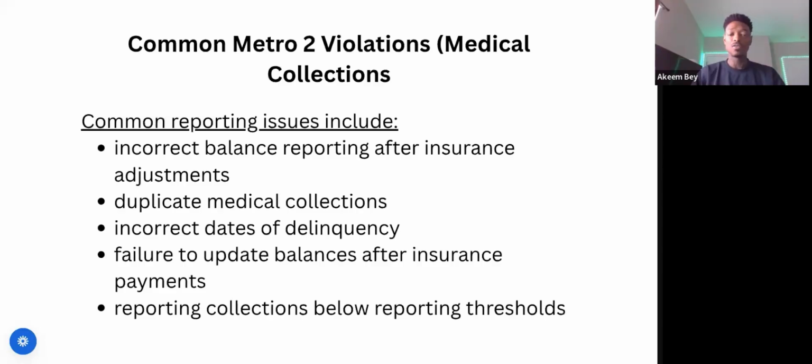Some common Metro 2 violations for medical collections. Common reporting issues include incorrect balances reported after insurance adjustments, duplicate medical collections, incorrect dates of delinquency, failure to update balances after insurance payments, and reporting collections below the reporting threshold of $500.